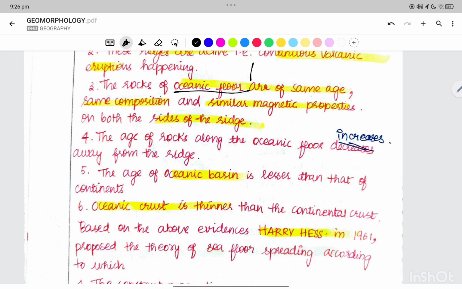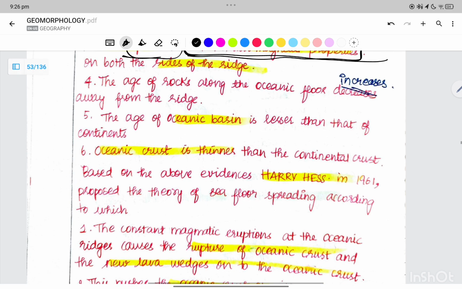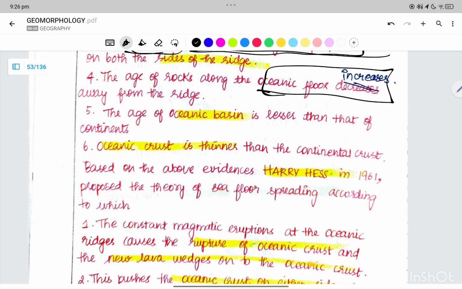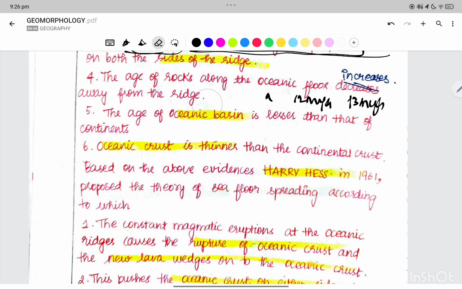The rocks are having the same age on both sides of the ridges, similar magnetic properties and composition, right? The age of the rock along the oceanic floor increases. For example, this is 10 million years ago, this will be like 12 million years ago. This is the mid-oceanic ridge, right? This is 13 million years ago. The age increases along the oceanic floor.